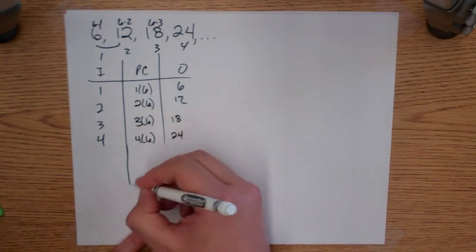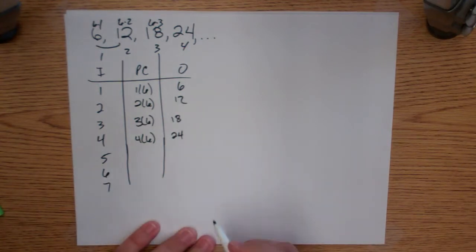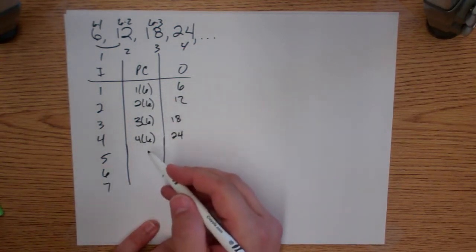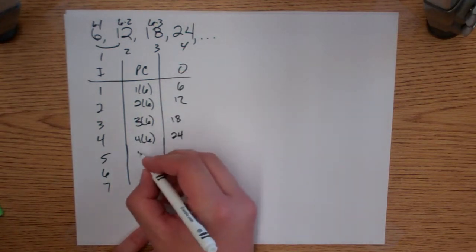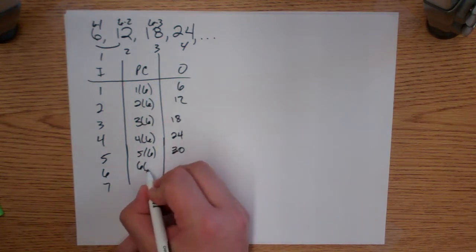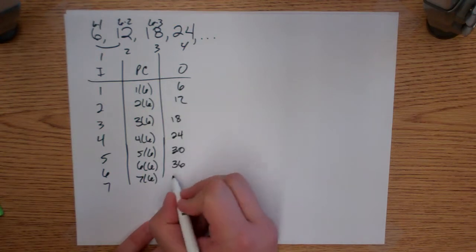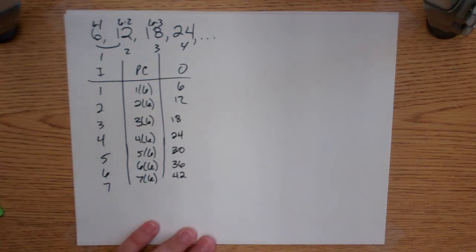So now let's go ahead and get the next 3 numbers in our pattern. Following our process column, following the pattern we found, this would be 5 times 6, which is 30. This would be 6 times 6, which is 36. And this would be 7 times 6, which is 42.